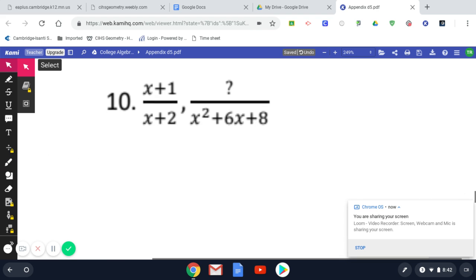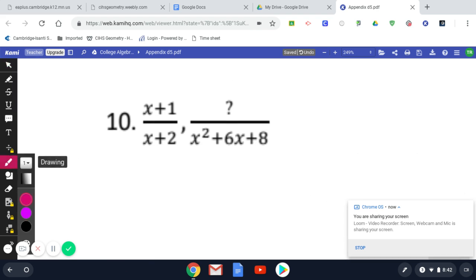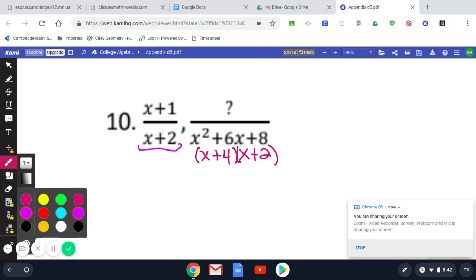On the second one, number 10, I have (x plus 1) over (x plus 2), and I want it to become this. Again, I'm going to factor it so I can see what I'm dealing with. I have x and x. What multiplies together to give me 8 but adds together to give me 6? That should be positive 4 and positive 2. So I can see that I have this factor that's the same. The factor I'm missing is the x plus 4. So that's what I'm going to multiply. I'm going to do x plus 4 on the top and the bottom.